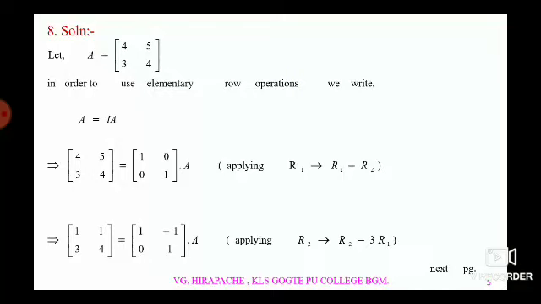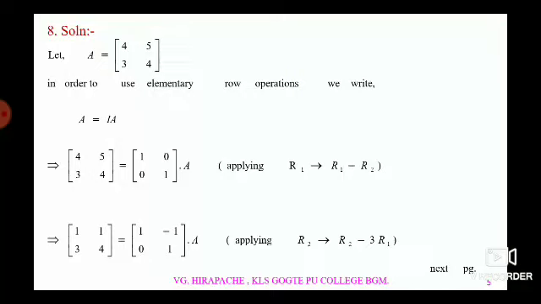Therefore to apply the row operation, we can write R1 changes to R1 minus R2. There is no change in the second row elements, 3 4 as it is, but there is a change in the first row. The first row is replaced by R1 minus R2. 4 minus 3 is 1. 5 minus 4 is also 1. The same operation we can apply to the right side. 1 minus 0 is 1, and 0 minus 1 is minus 1, and second row elements are 0 1, into matrix A.